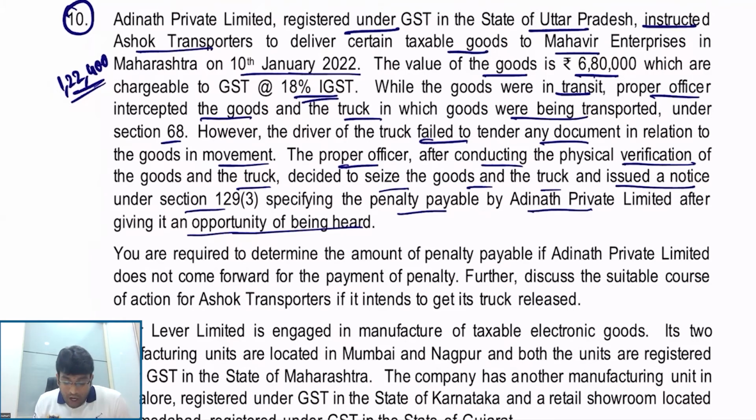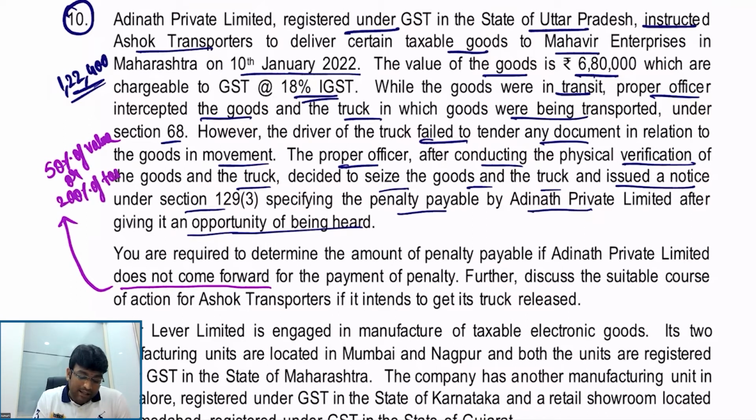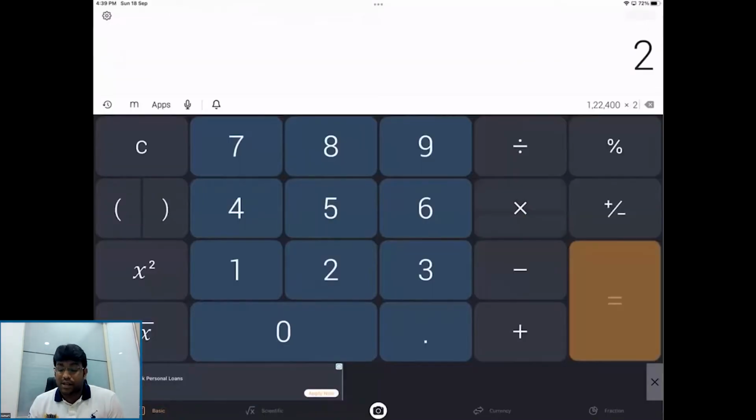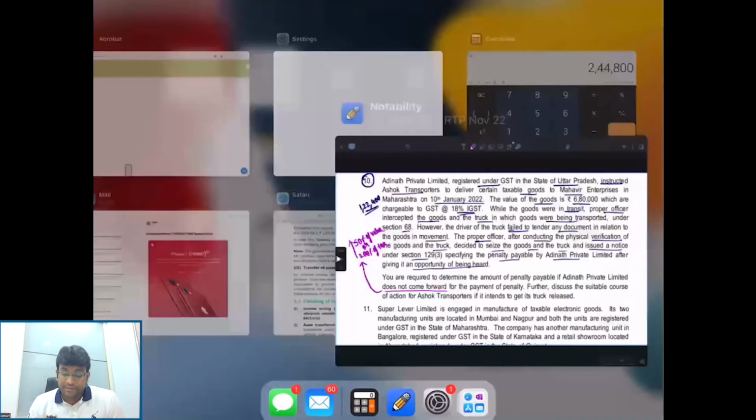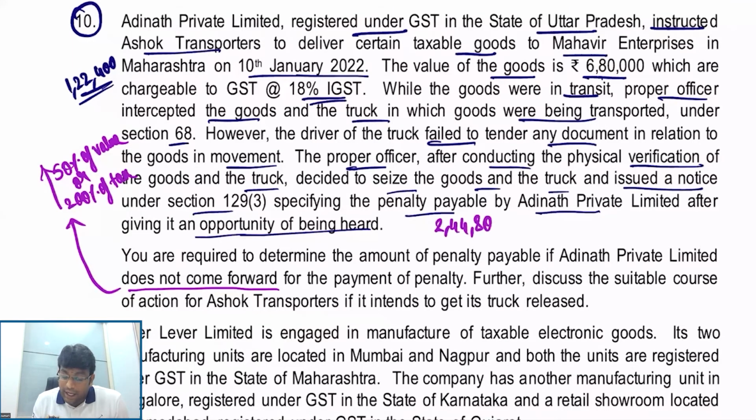Does not come forward for payment of penalty. So if they do not come forward for payment of penalty, then the penalty will be 50% of value or 200% of tax, whichever is higher. Whichever is what, my dear friends? Higher. And in this particular question, what is the tax amount? 1,22,400. On that, 200%, 2 times, which is 2,44,800. So it will be 2,44,800 or 50% of value, which is 3,40,000. Whichever is higher. So my penalty is going to be 3,40,000.